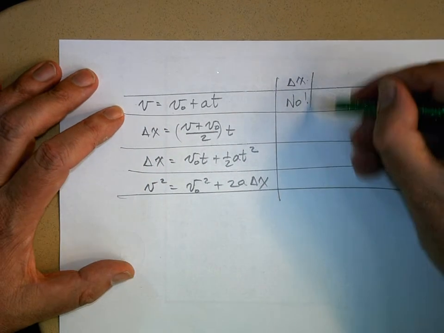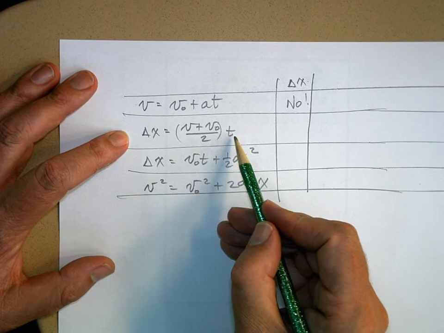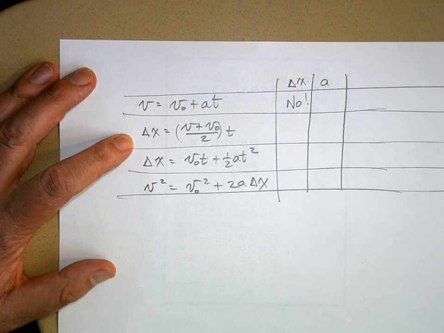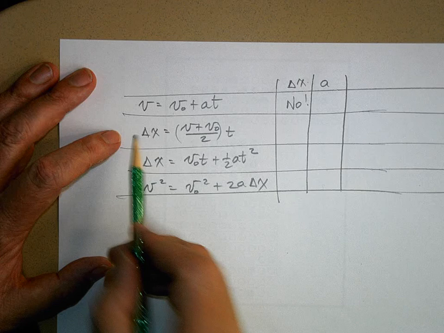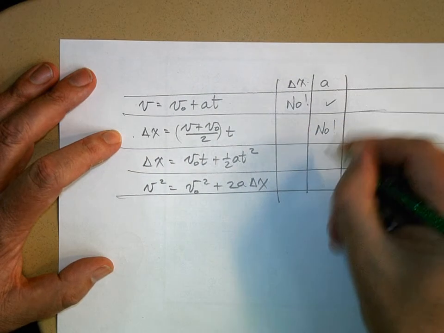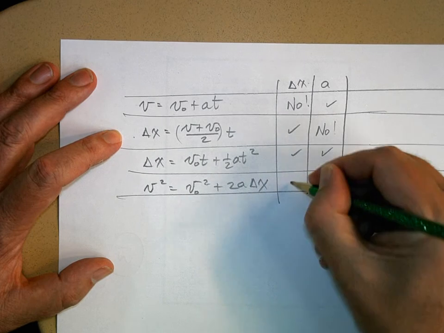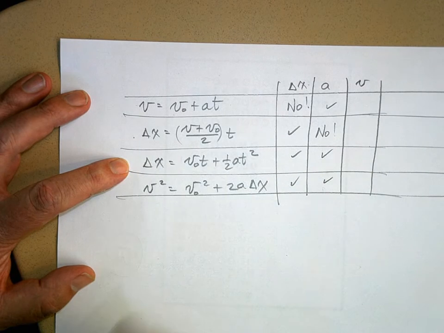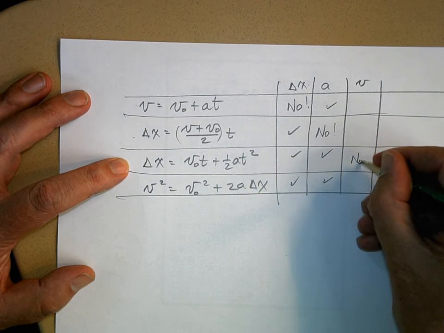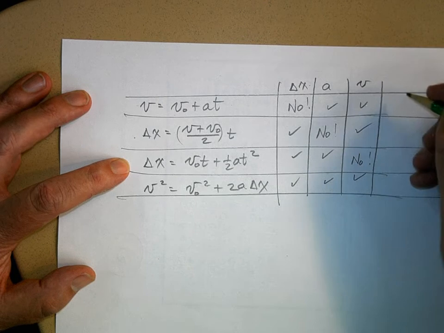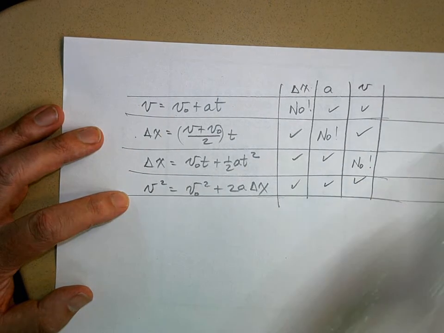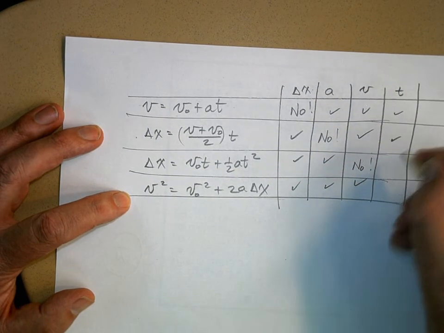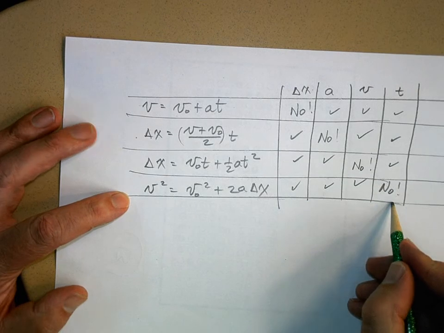Now what's missing from this? There's no acceleration. So what if I'm not given the acceleration and I'm not trying to find it? Use this equation. It's not in this one, but yes, it's in this one and this one. What's missing from this? Well, what if you're not given the final velocity and you're not trying to find it? Use this equation. No means yes. And then this expression, what's missing from it? There's no time. No time needed. Don't need the time. Use this equation.